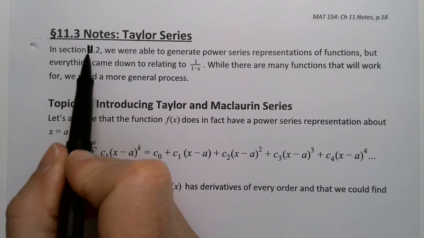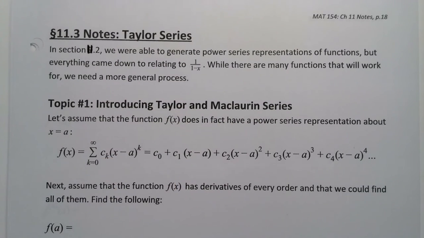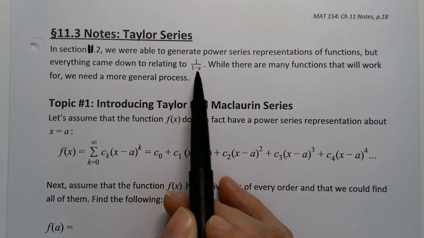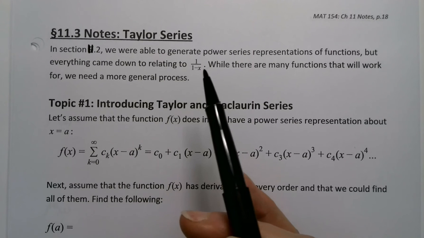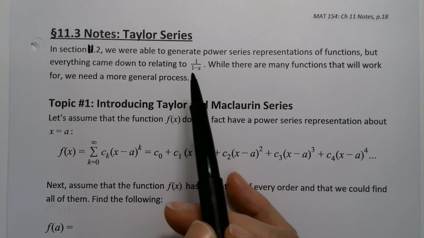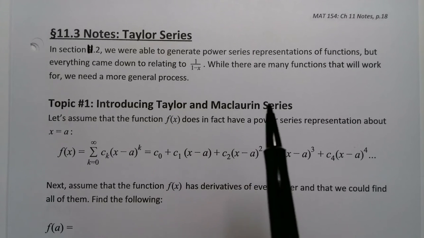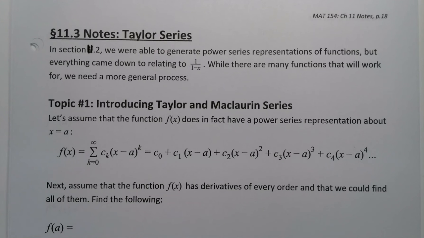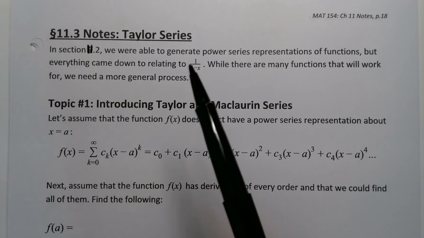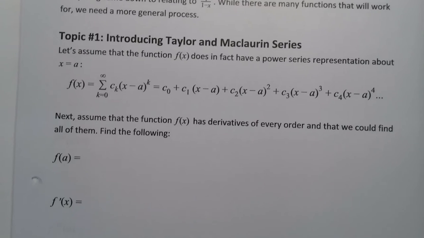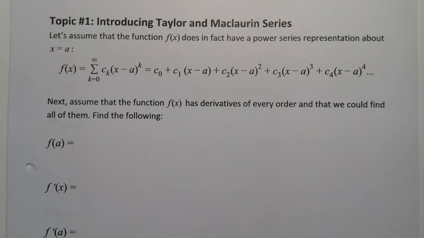In section 11.2, we were able to generate power series representations of functions, but everything we were doing came down to relating it to 1 over 1 minus x in some way. So it involved derivatives, combinations, nesting one function inside another, aka composition, and sometimes a mixing of those, like taking an integral and a composition at the same time. So we need a way that's going to work for a more general process. We've got a lot of other functions that will not work with relating it to 1 over 1 minus x's series. So to that end, we are going to introduce Taylor and Maclaurin series.